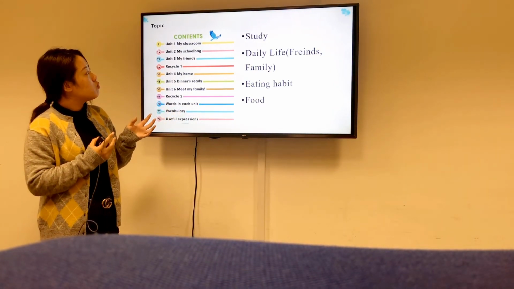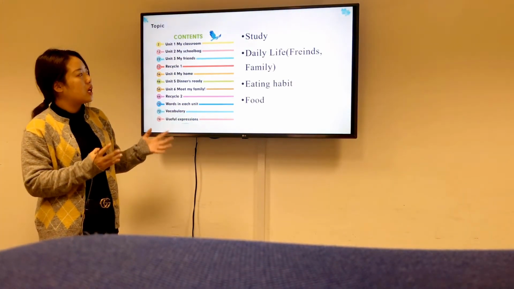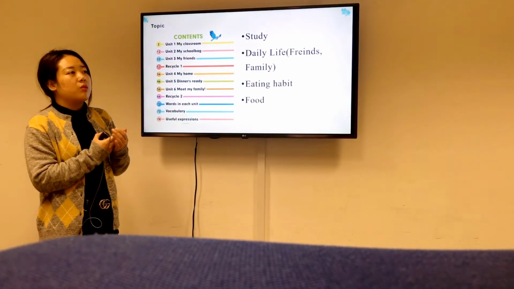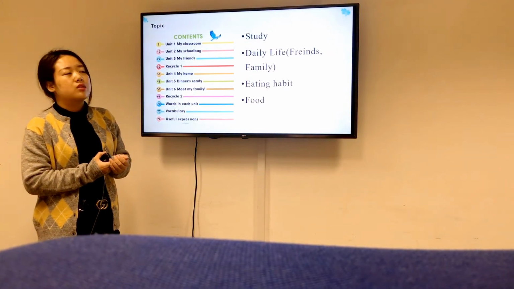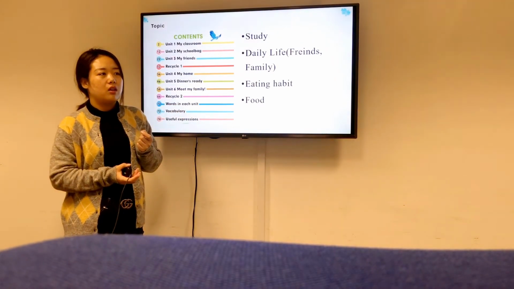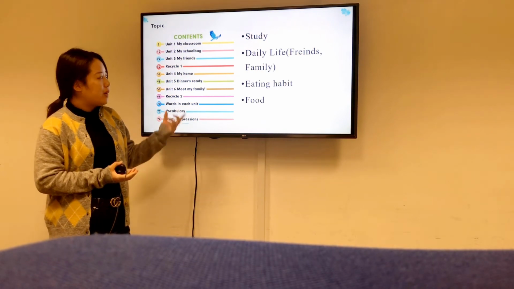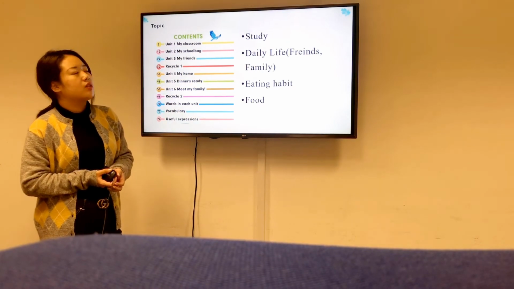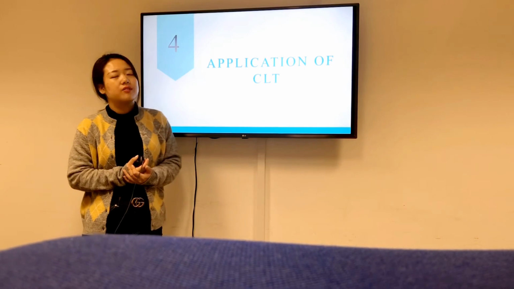So in the content, we can see in just this one book, the teachers can teach students many kinds of words and sentences or topics in our daily life. So in primary school, the textbooks mainly talk about daily life, about communication, their family, their school, just like this. So this is all about the cultural and topical content. The last part is the application of CLT.